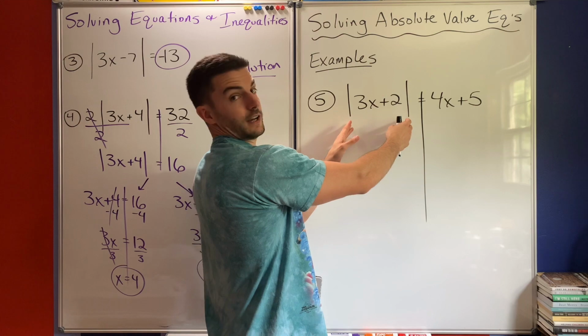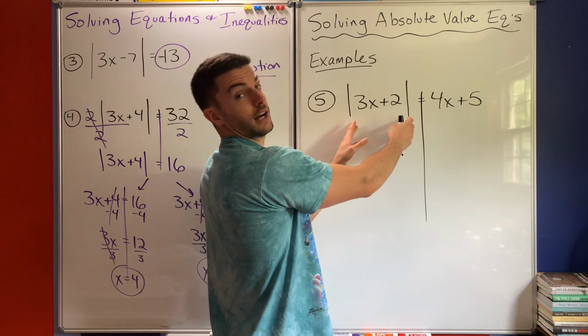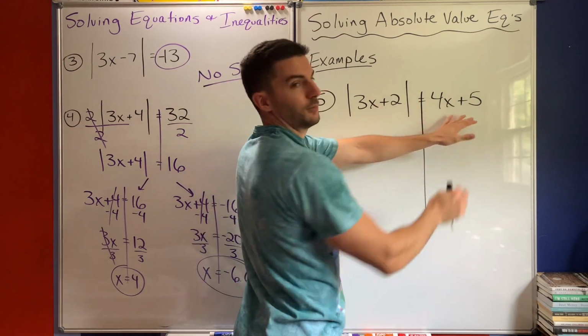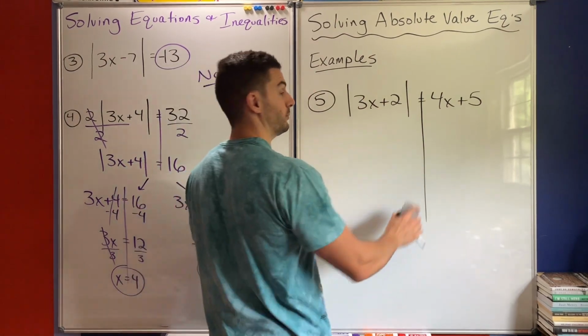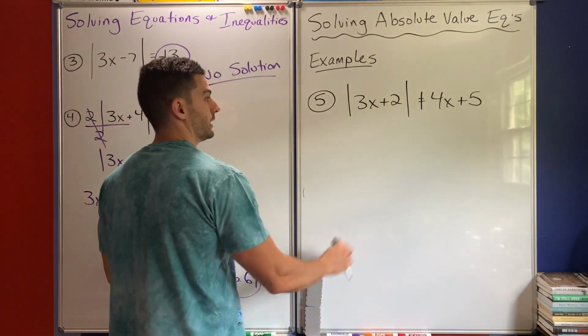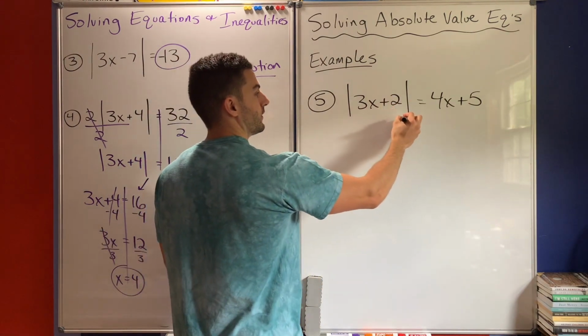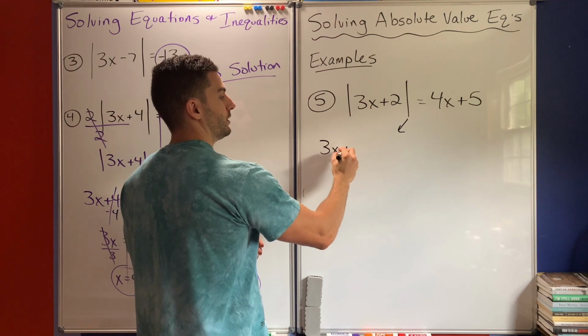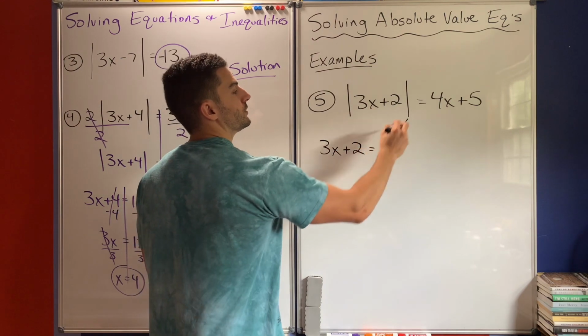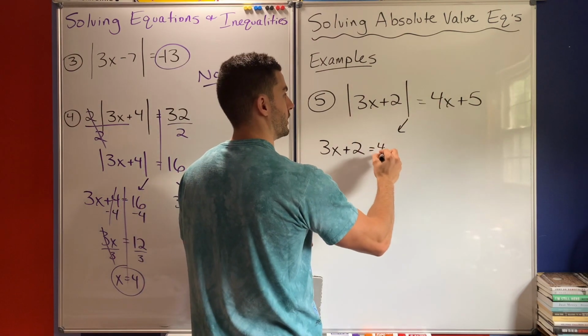But for this one, there's actually nothing to cancel, okay? Because the absolute value is by itself on this one side. And even though this side is a little bit messier, has more terms, it's okay. This is actually ready to split right now, okay? So I do that, I split this, okay, the same way I did before. So without the absolute value, 3x plus 2 equals just the same as there, 4x plus 5.